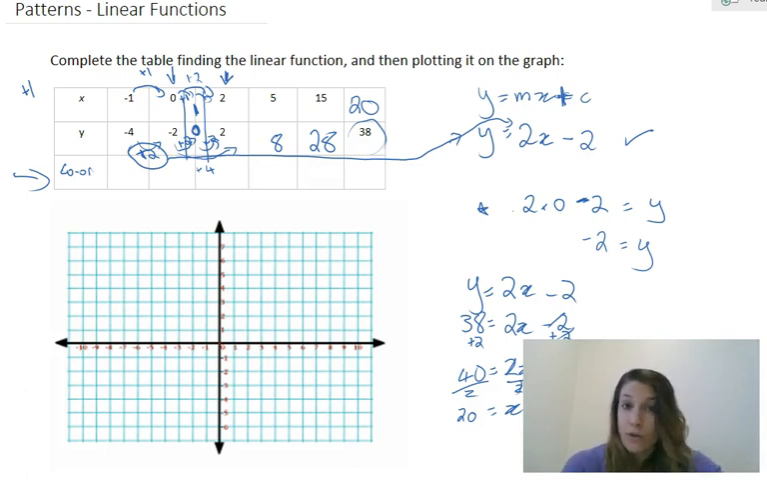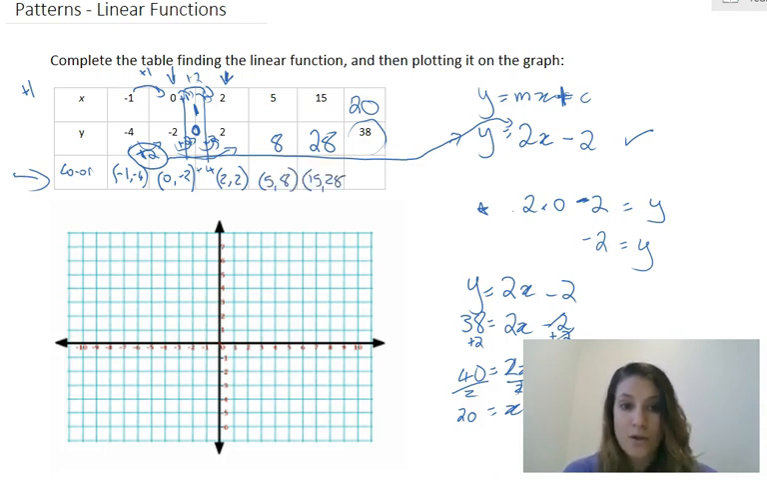And the way you write your coordinates, x-axis always comes first. So you use your brackets. It's going to be (-1, -4), (0, -2), that's going to be (2, 2), and you do that all the way along. So they are the coordinates that associate with those particular ones there.